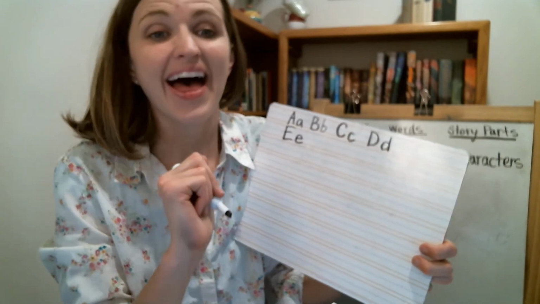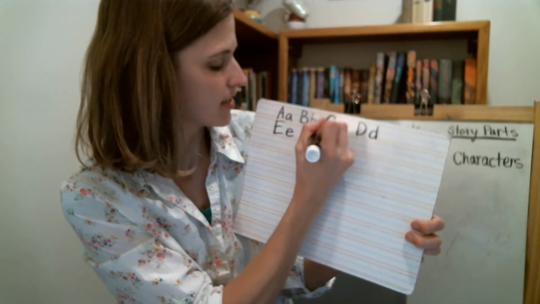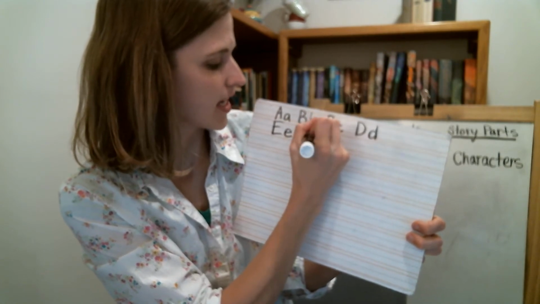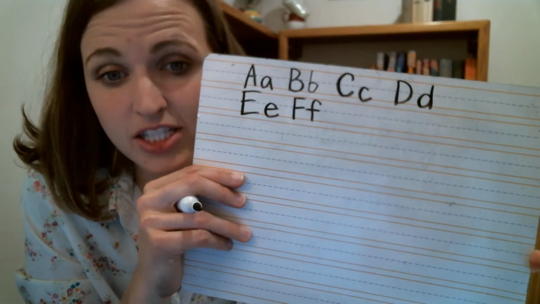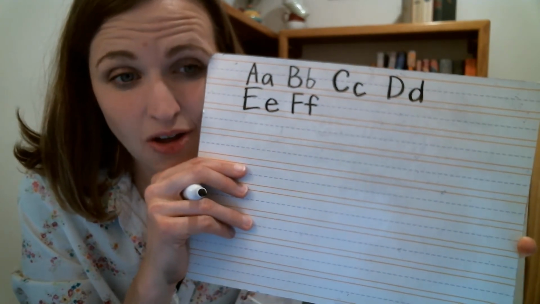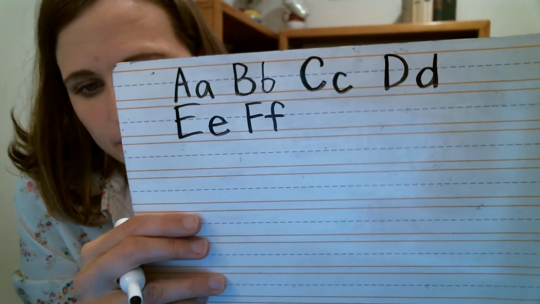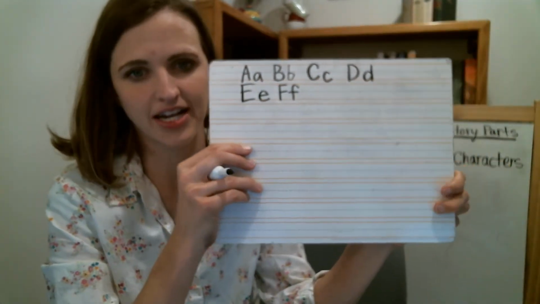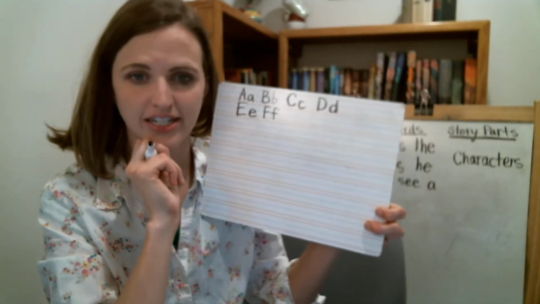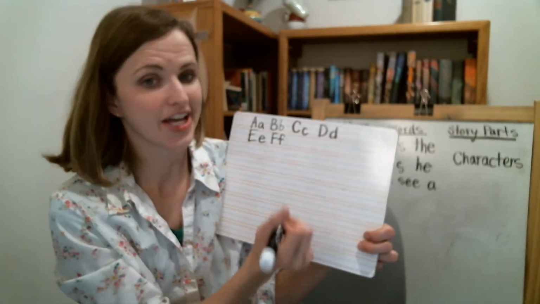F. F makes that F sound. Uppercase F looks like this. Lowercase f looks like that. The lowercase f is as big as the uppercase F. It goes all the way to the top. It just has a curvy top piece instead of a flat top piece. And the line through the middle goes straight across instead of starting at the straight line. So there's F. Then we have G.